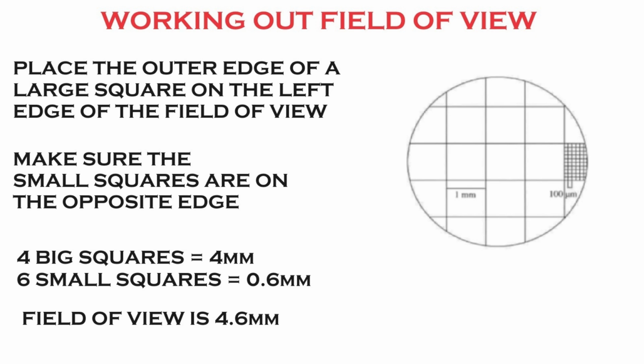But with microscopy, we don't use millimeters, we use micrometers. So there is a factor of 1,000 that we need to consider. With the field of view at 4.6 millimeters, if we times that by 1,000, we end up with 4,600 micrometers. That symbol behind the 4,600 is a Greek mu, and that means micro.